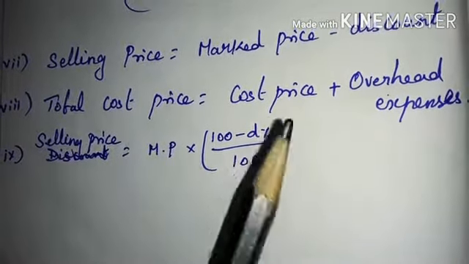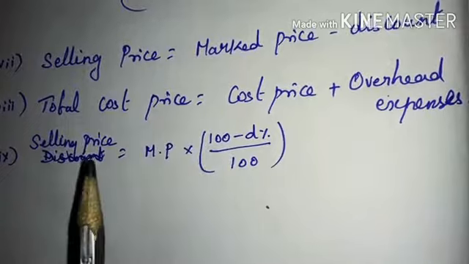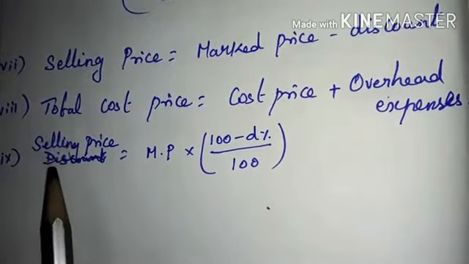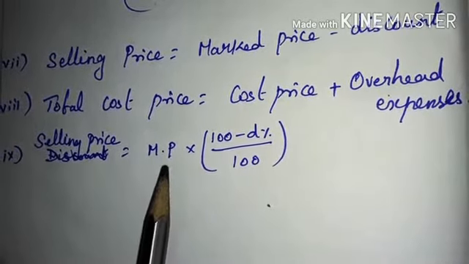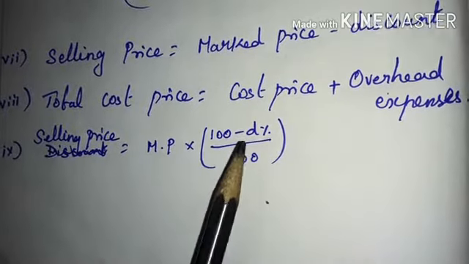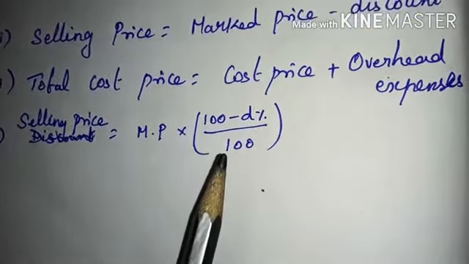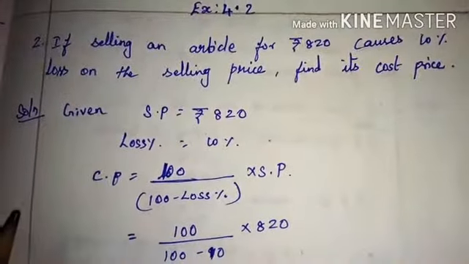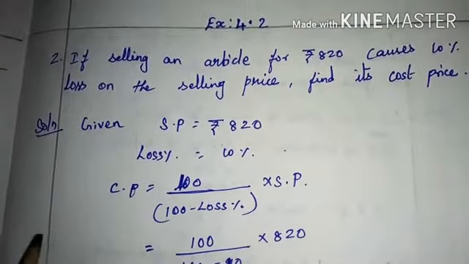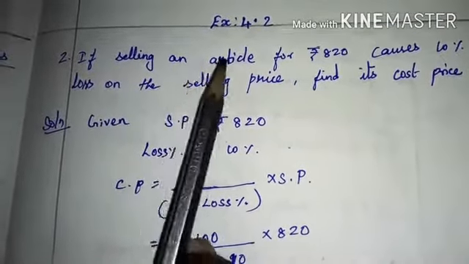Then if the discount percent is given and you have to find the selling price, the formula used here is selling price equals marked price into 100 minus discount percent by 100. Using these formulas, we are going to solve the sums from exercise 4.2.